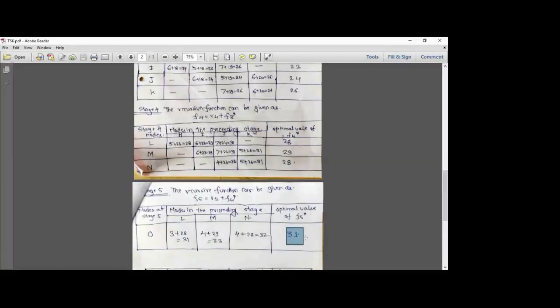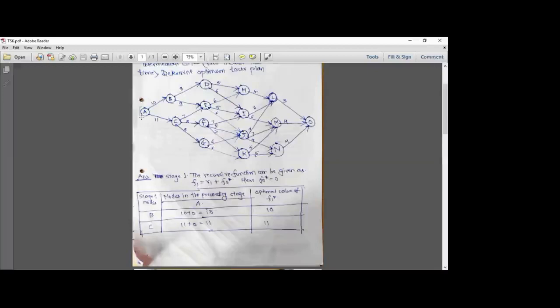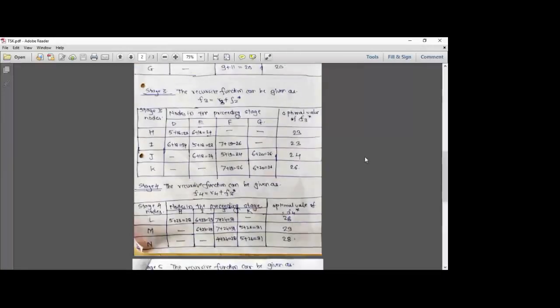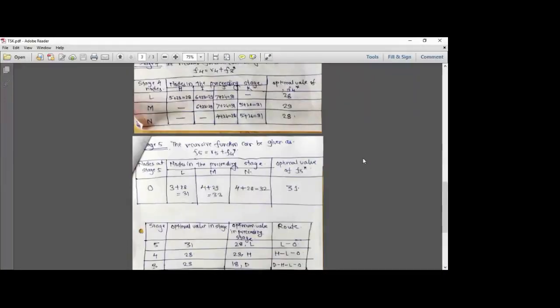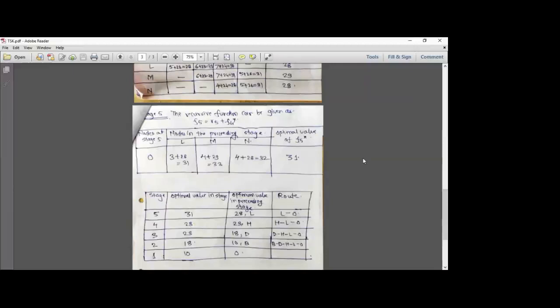So the minimum time that will be required for traveling from A to O is 31 units, right? Now, as we have got the time, we have to decide the path, right? Now this is very, very important, right? You may have a confusion in this particular table. Let's attend to this table properly, right? So I need everyone's attention here.